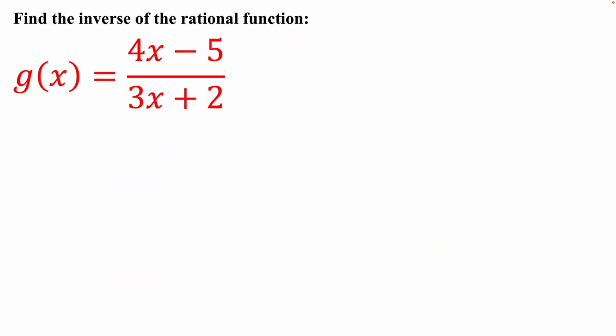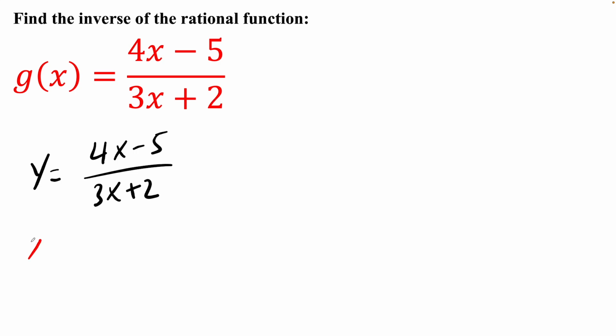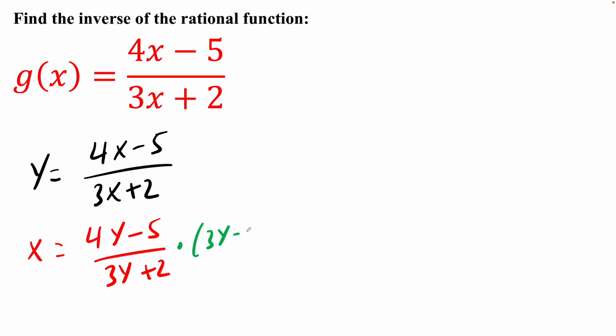Now this is the next problem. I recommend pause the video and try it out. Same idea. This is g of x. I'm going to call it a y, is equal to this piece, so (4x - 5) over (3x + 2). Now we swap y with an x and x with a y. And now we want to get rid of the denominator. So we'll multiply by 3y plus 2, same thing, 3y plus 2.